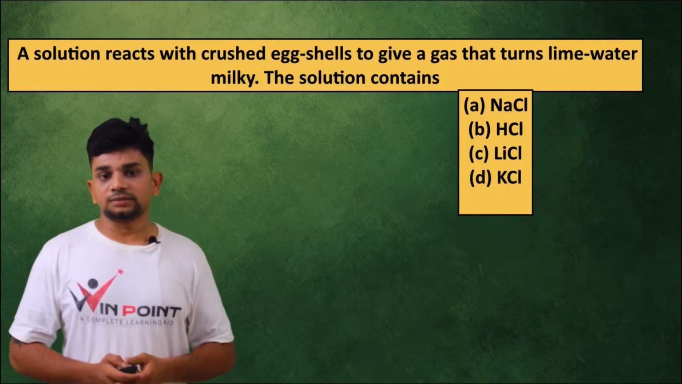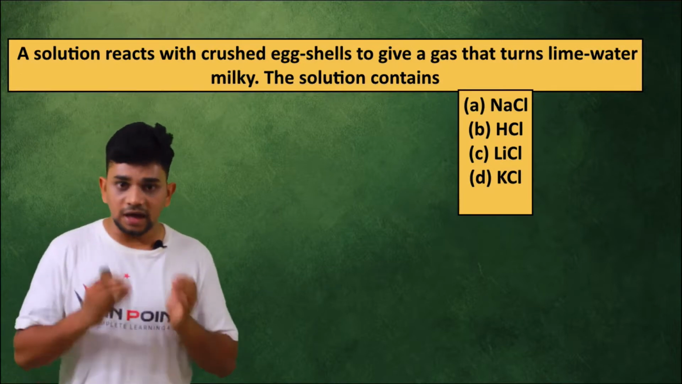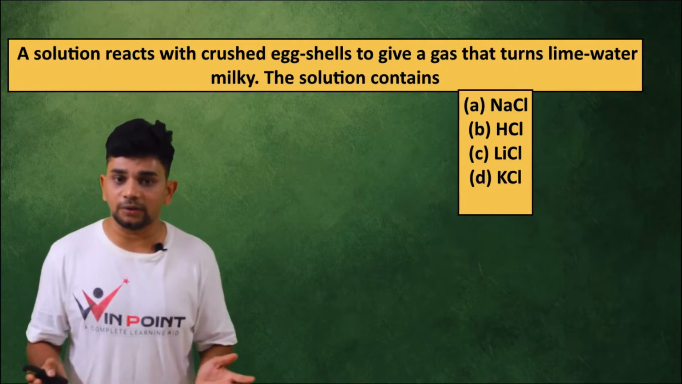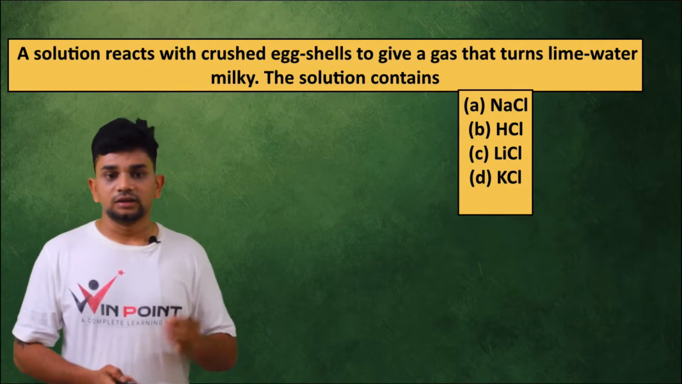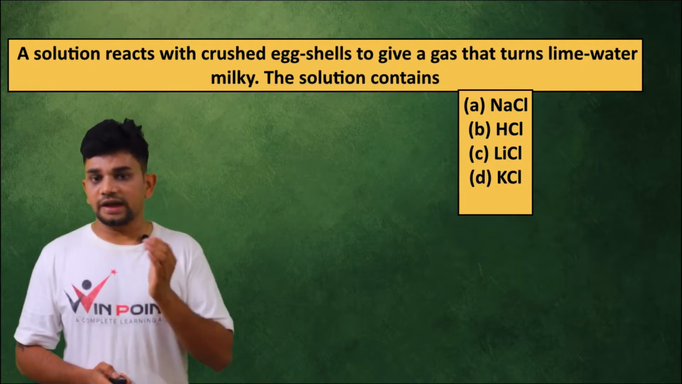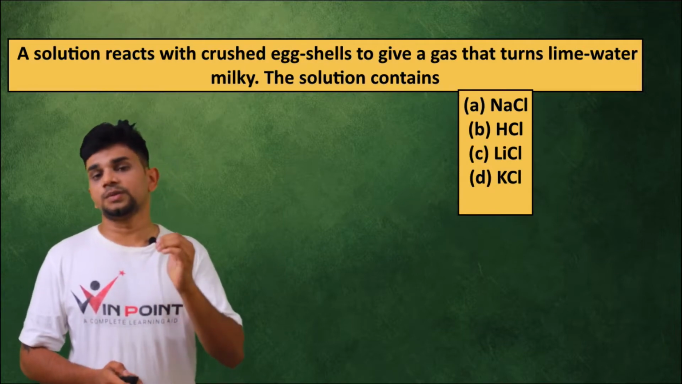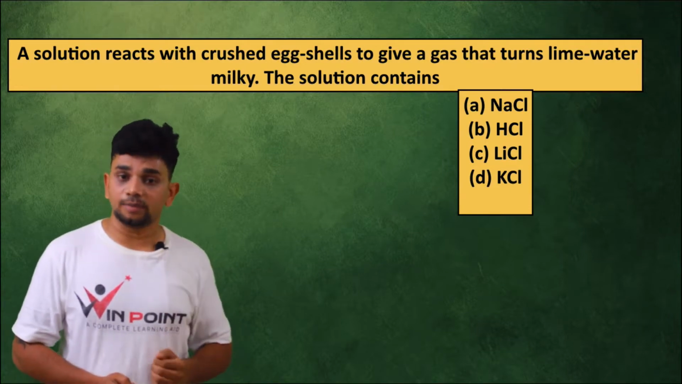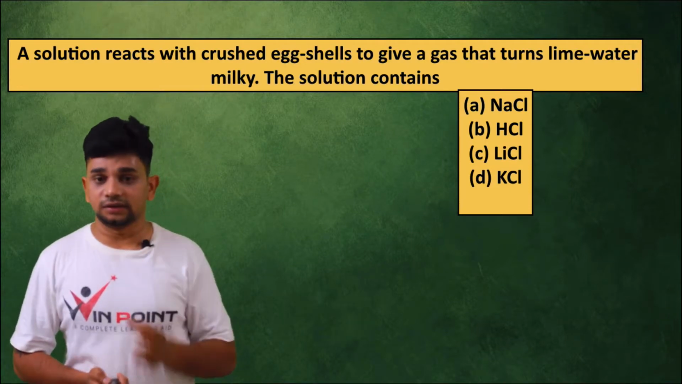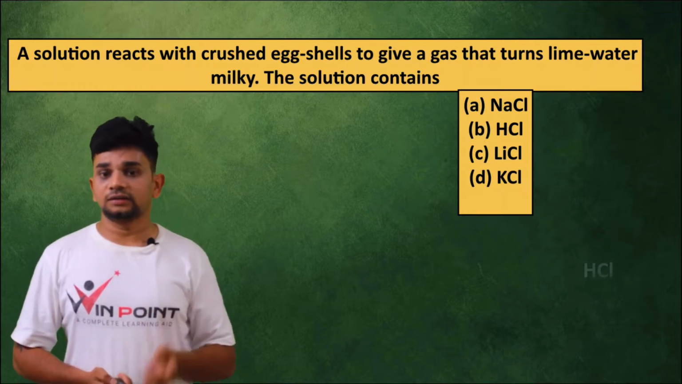A solution reacts with crushed eggshells to give a gas that turns lime water milky. Lime water turns milky means carbon dioxide. The options are NaCl, HCl, LiCl, KCl. A solution reacts with crushed eggshells. Crushed eggshells means calcium carbonate. When there is a reaction between calcium carbonate and an acid, we get carbon dioxide. So the answer should be an acid. NaCl is not an acid. HCl is an acid. So the answer is HCl.